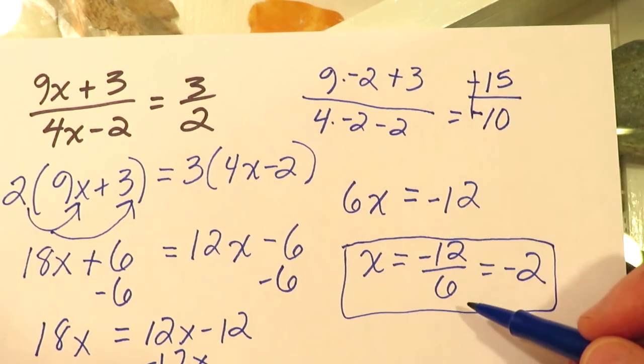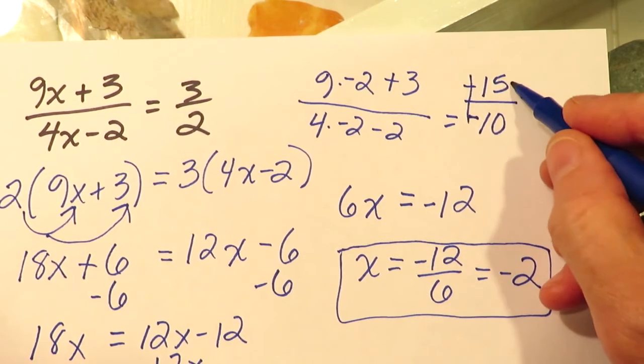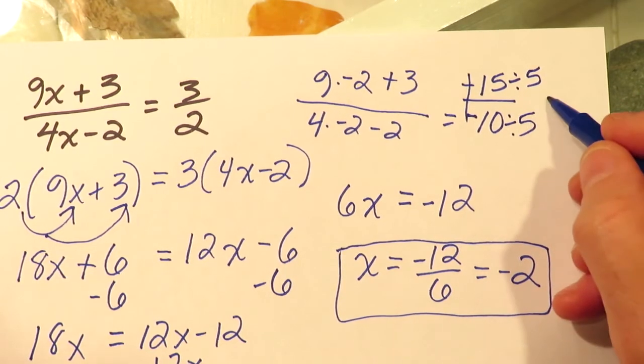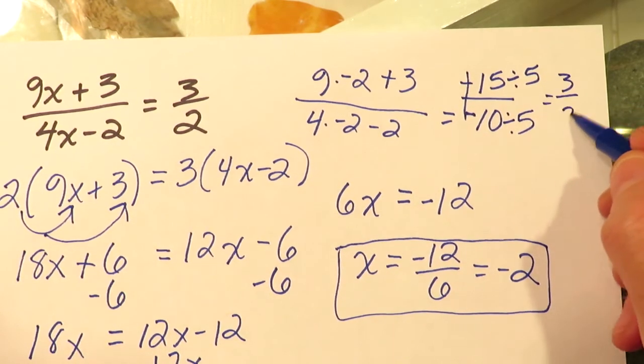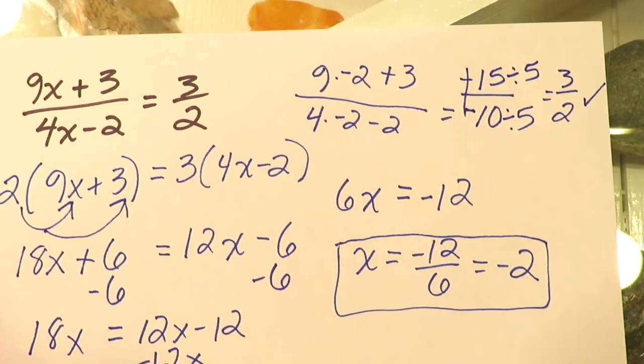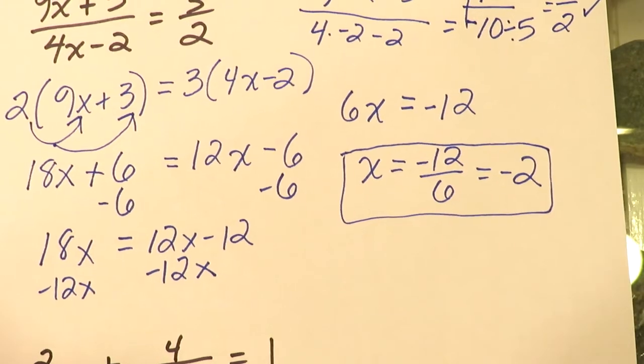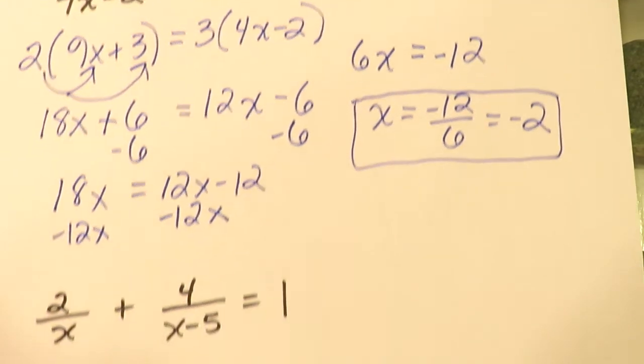A negative divided by a negative will be positive, and 5 goes into my numerator, and 5 goes into my denominator, and I get 3/2. So yay, we did it correctly. We checked our answer. So I have one solution, and it is negative 2.